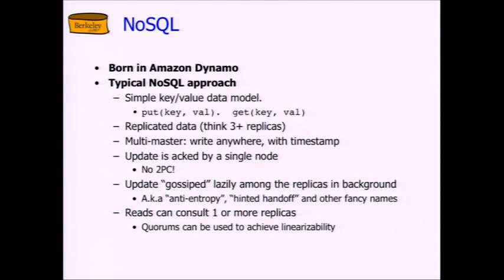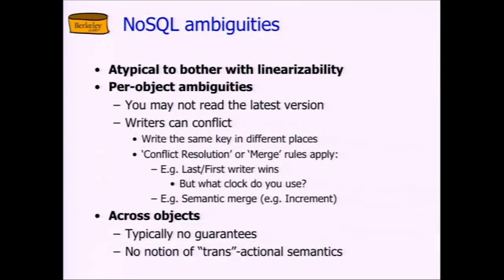Reads can consult 1 or more replicas. So you can go to 1 or you can go to multiple replicas and just take the first one you get, or the best one you get if you care to look at multiple versions. All right? And in some of these systems, you can set up quorums to get linearizability. Right? So you can do a strict quorum and get linearizability in some of the NoSQL systems. Mostly people don't bother with linearizability, though, in these things. They want them to go fast.